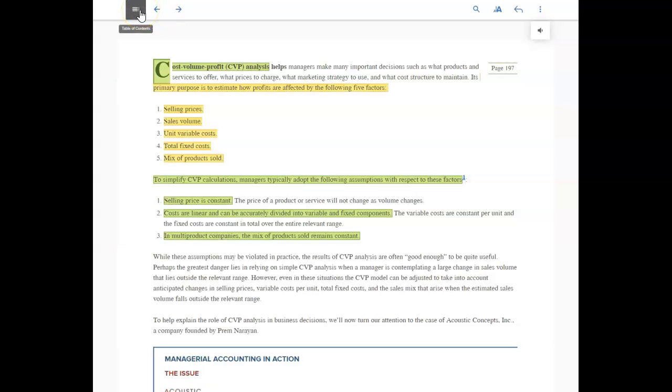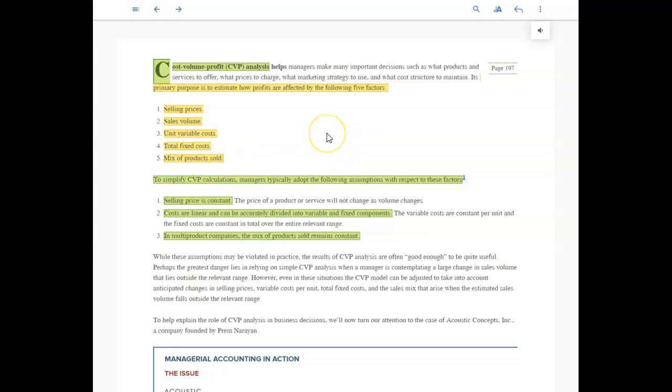Now, managers will use cost, volume, profit analysis to make various decisions about the company. The primary purpose is to estimate how profits are affected by the following 5 factors that you see here: selling prices, sales volume, like number of units sold, unit variable cost, total fixed cost, and finally, the mix of products sold. We're not going to worry about this last one very much.